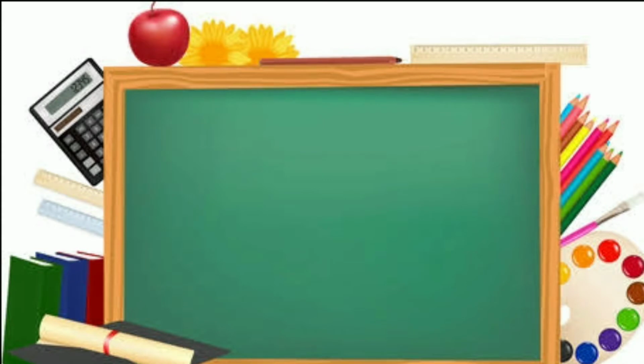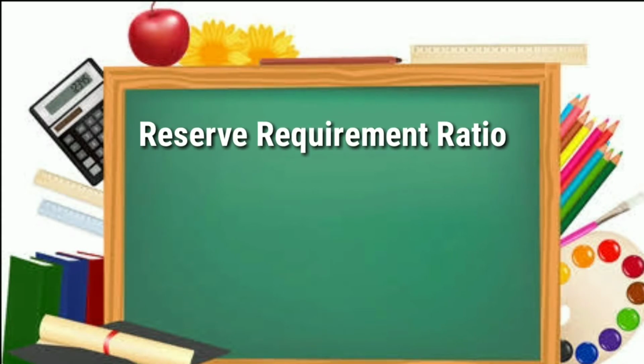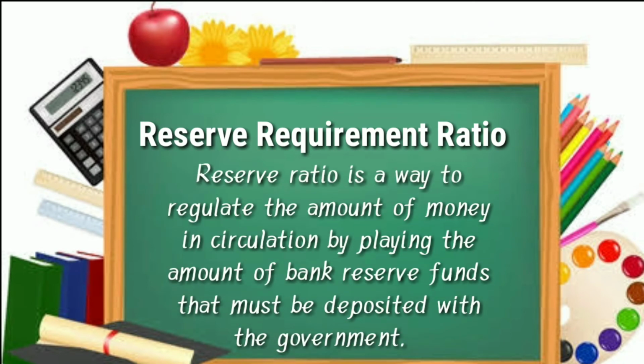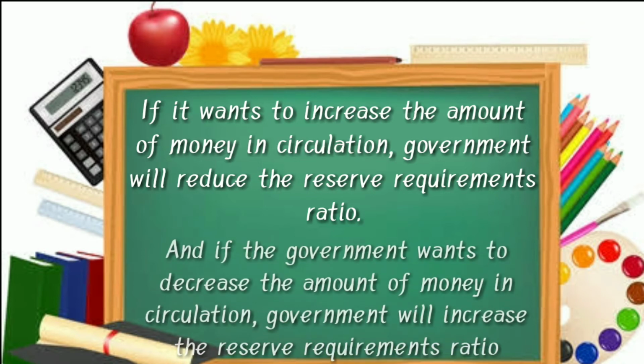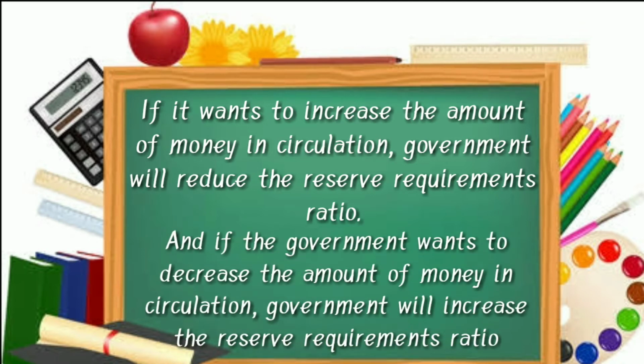The next instrument is reserve requirement ratio. Reserve requirement ratio is a way to regulate the amount of money in circulation by playing the amount of bank reserve funds that must be deposited with the government. If the government wants to increase the amount of money in circulation, the government will reduce the reserve requirement ratio. And if the government wants to decrease the amount of money in circulation, the government will increase the reserve requirement ratio.